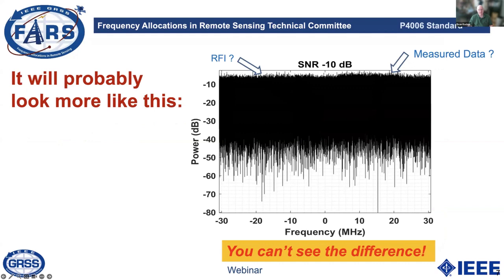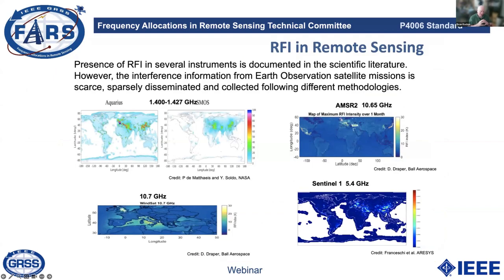It looks a little bit more like this. You have interference, but it's part of the noise as much as the measured data is. You can't see the difference. And so that becomes the problem where we can be fooled. The sensor can be fooled.